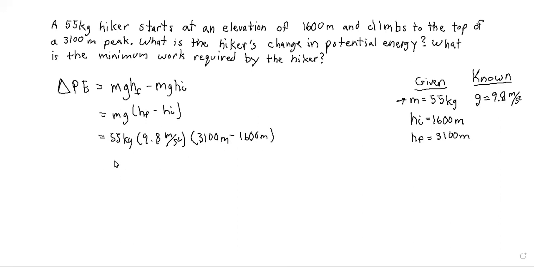Now all we have to do is simplify the expression, work the numbers. So we get 3,100 minus 1,600. The rest of this stays the same, so it's 55 kilograms times 9.8 meters per second squared, and then 3,100 minus 1,600 is 1,500 meters. That's a 15, guys, not a 16. Let me fix that.